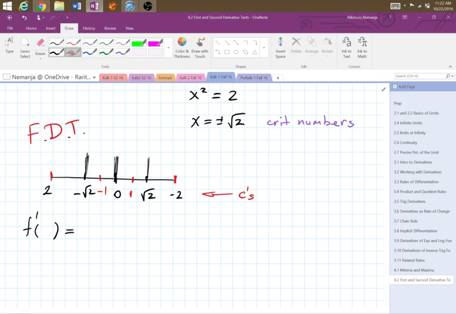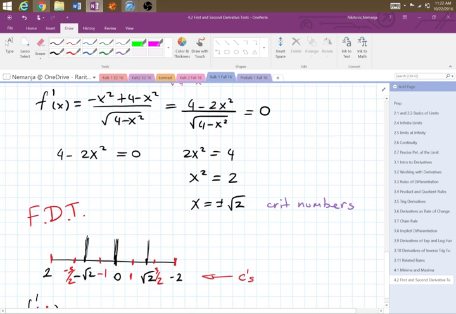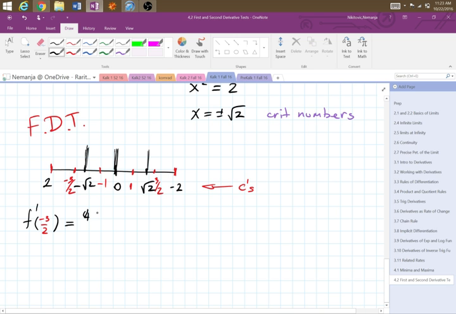So let's pick negative 3/2 and positive 3/2. That's 1.5, and the square root of 2 is about 1.41. So 1.42, so negative 3/2. So the derivative is 4 minus 2 times negative 3/2 squared divided by the square root of 4 minus negative 3/2 squared.